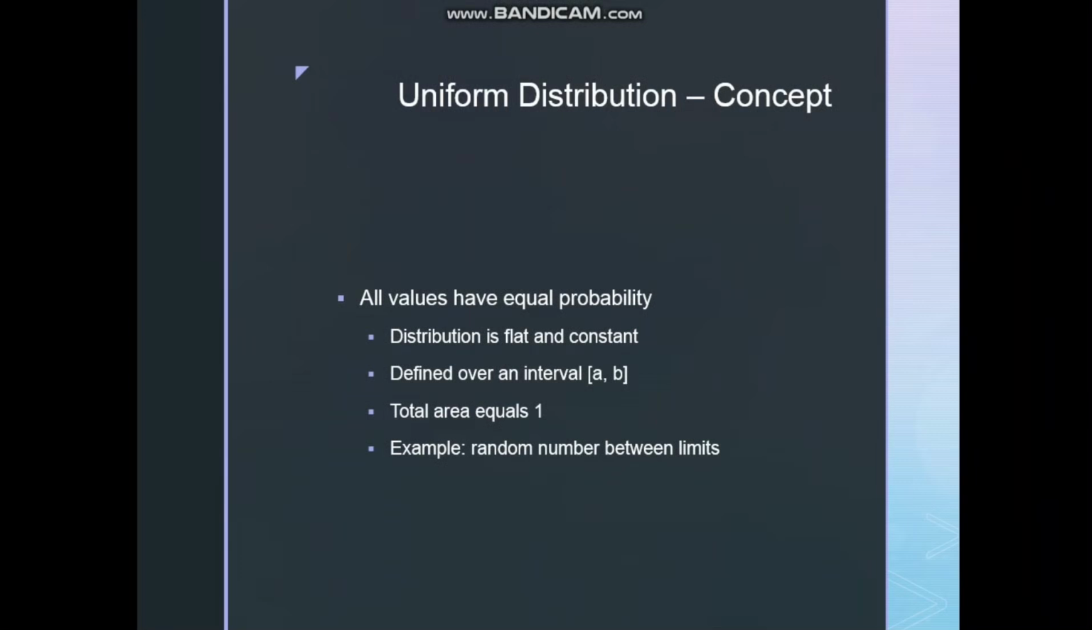The uniform distribution is a continuous distribution where all values are equally likely. This means probability density is constant over the interval. The distribution is defined between a minimum value a and a maximum value b. Outside the interval, the probability is 0. For example, a random number generated between two fixed limits follows a uniform distribution.